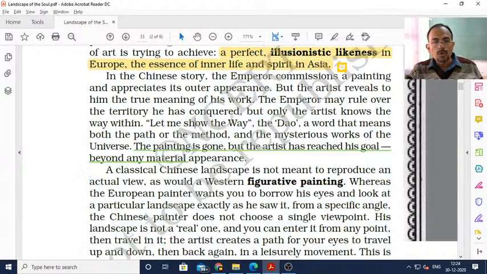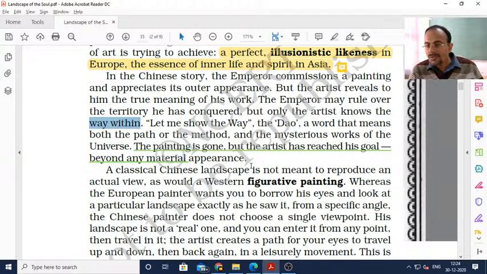The emperor may rule over the territory he has conquered, but only the artist knows the way within. The artist, okay, has to be spiritual. The artist knows what is the way within. Let me show the way, the Tao, a word that means both the path or the method and the mysterious works of the universe. The painting is gone, but the artist has reached his goal beyond any material appearance. When the painting is banished from the panel, from the wall, the artist seems to have reached his goal.